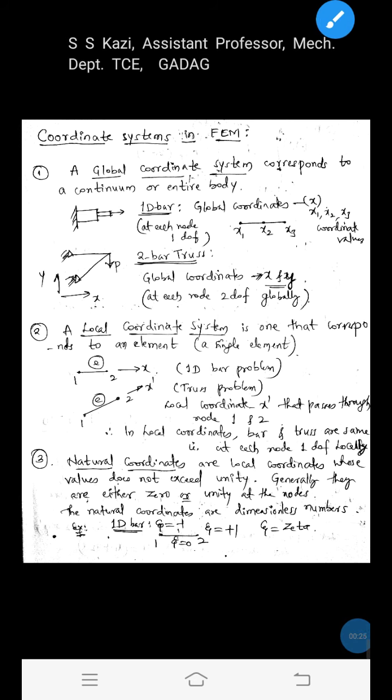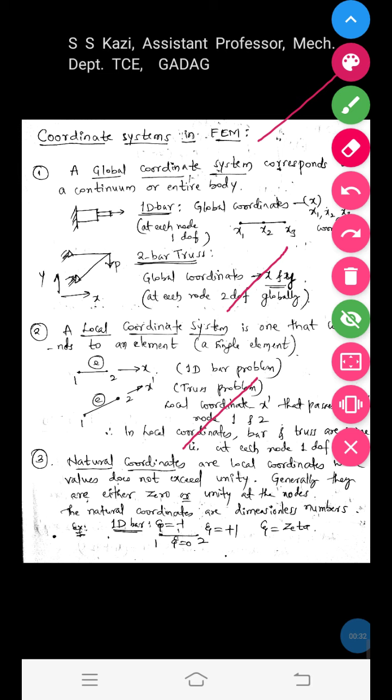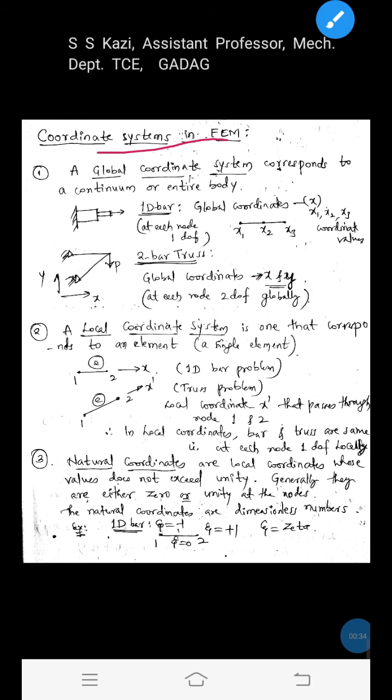There are three coordinate systems we are using in FEM: the global coordinate system, the local coordinate system, and natural coordinates. Global coordinate systems are the Cartesian system of coordinates, and the global coordinate system corresponds to a continuum or entire body. A continuum is nothing but a body which has a series of elements interconnected by means of nodes.